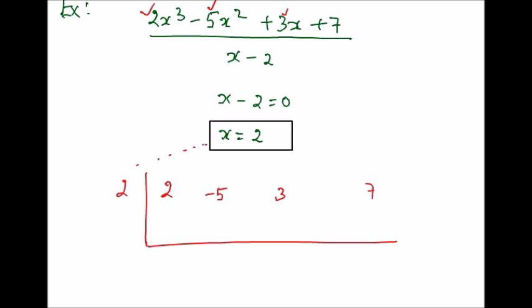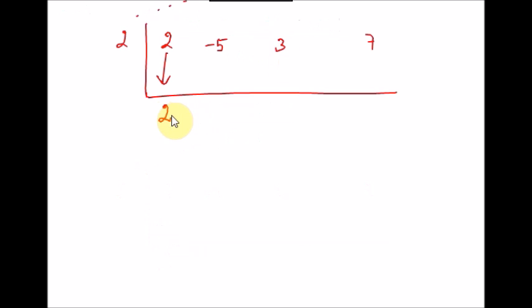We need not do any calculation here. We are just bringing it down. Now, let us multiply the number in the division box with the number we brought down, and let us put the result in the next column. 2 times 2 would be 4. Now let's add the two numbers together and write the result in the bottom of the row. -5 plus 4 will give you -1.